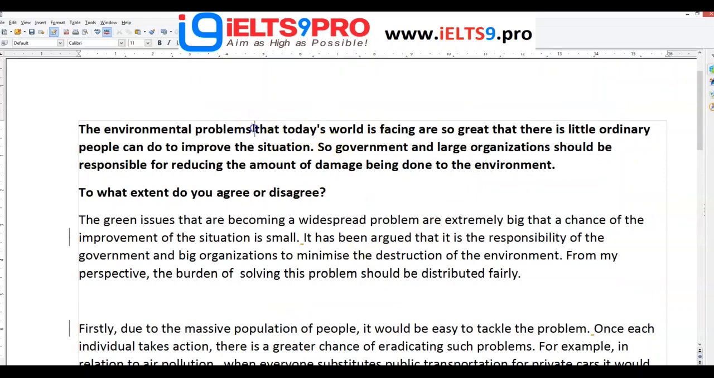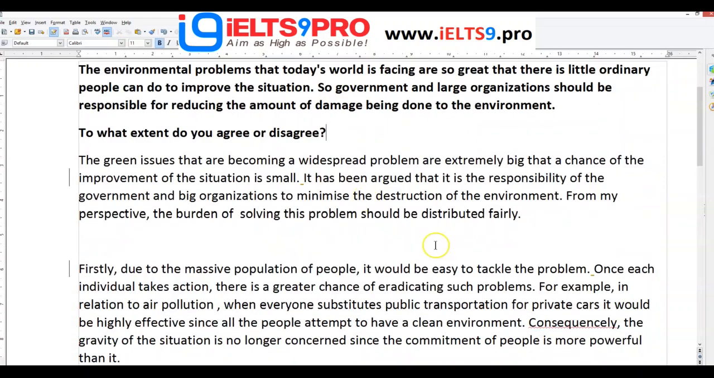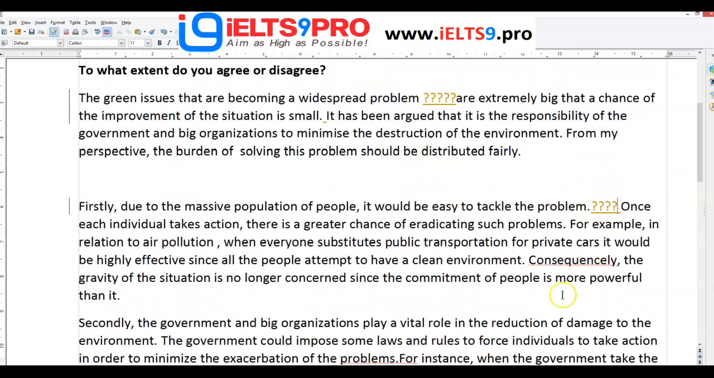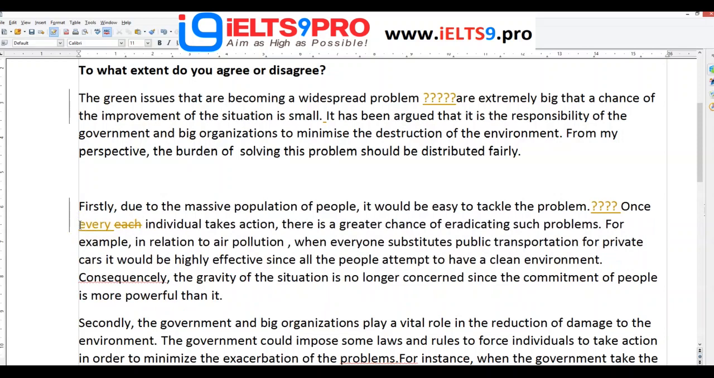Well, it's problems, and what specific problems are you talking about? You haven't really said. You said some problems, but what are they? I'm kind of waiting. Once every individual takes action, there is a greater chance of eradicating such problems. So we've got problem again, problem. Okay, what problems are you talking about? I would mention it first. For example, in relation to air pollution. So I've now read 1, 2, 3, 4, 5 sentences before I finally find out what problem, or one of the problems, you're in fact talking about.